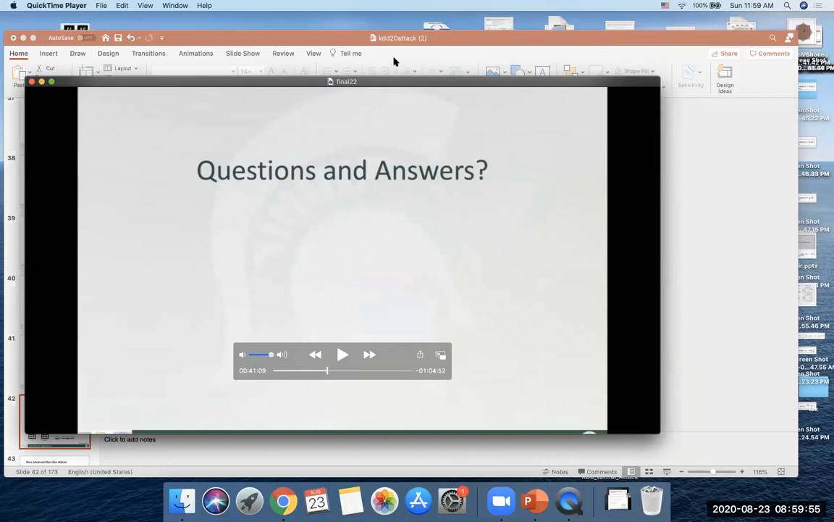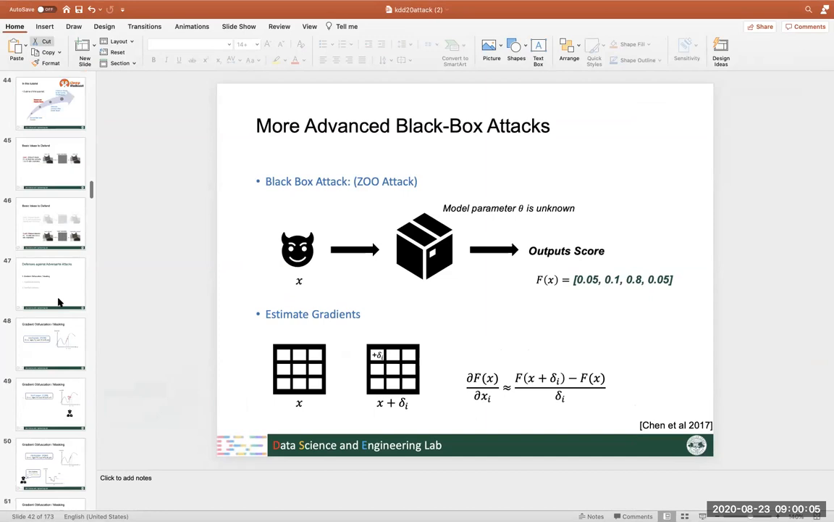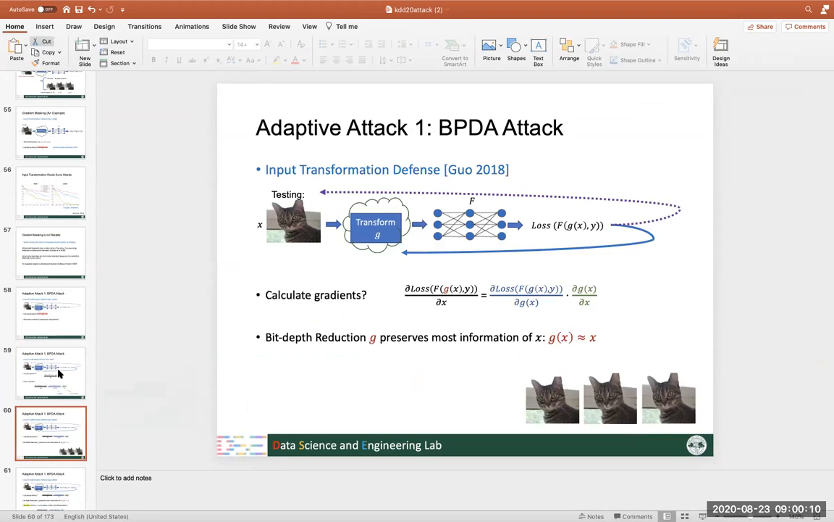Yeah, I have a question. At the beginning, you mentioned there are two basic ways to defend against the attack. One is we have a classifier. The other is we have a detector. In my understanding, these two methods are quite similar. So is there any difference between them?